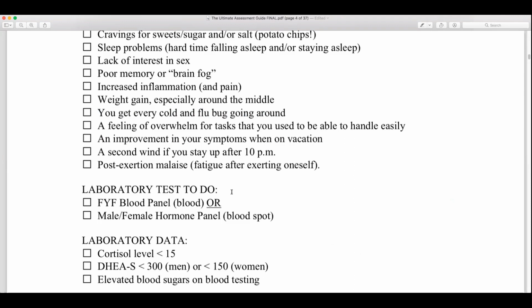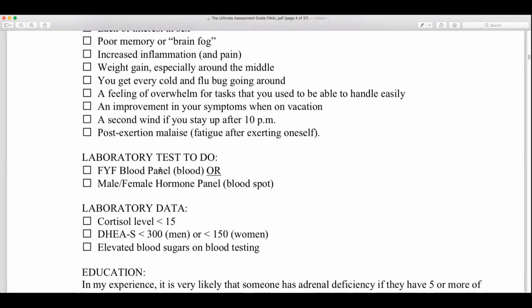And then post-exertion malaise, which is basically fatigue after you exert yourself, is also a sign, because exercise can be stressful on the body. It's very helpful in so many ways, but it can be stressful and it can be hard on the adrenals. So if you feel worse after exercise, that is a sign that your adrenals are not compensating appropriately.